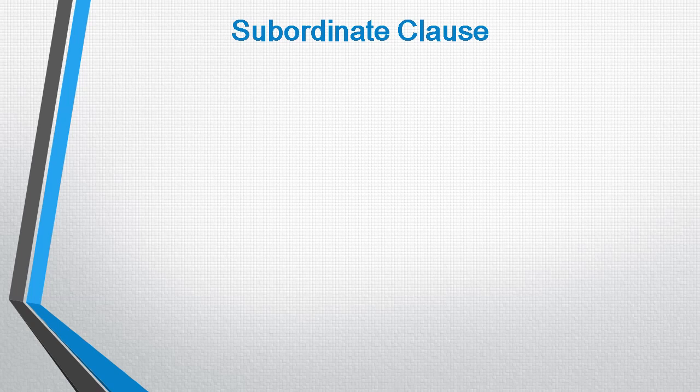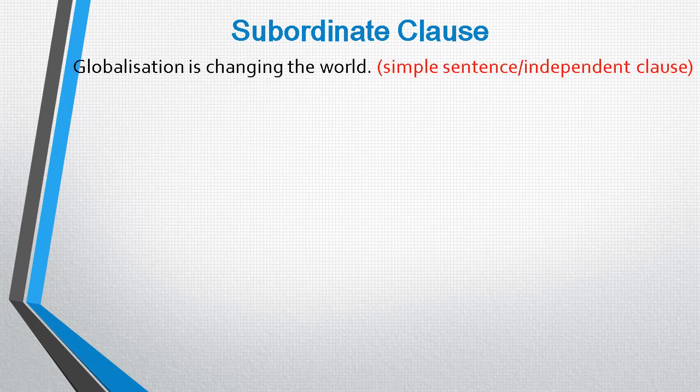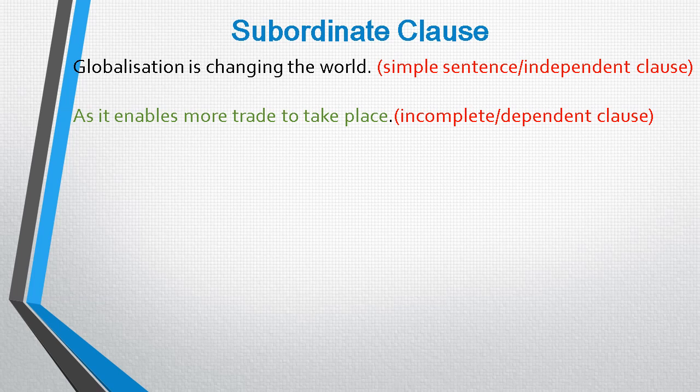The first complex sentence we're going to talk about is one using the subordinate clause. Have a look at this sentence, please. Globalization is changing the world. Now that is a simple sentence. It's got a subject, globalization, verb is, and object, which is the world. Now that makes perfect sense on its own, and it doesn't need anything else. So we call that an independent clause. It's one piece of information that fully makes sense on its own.